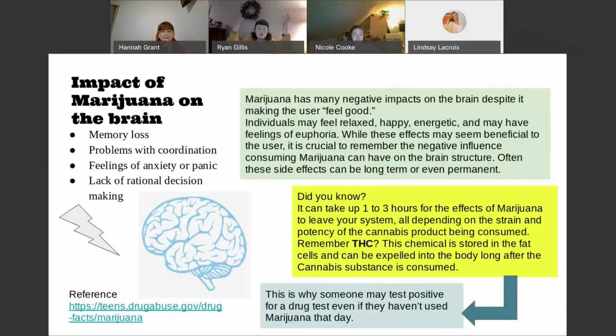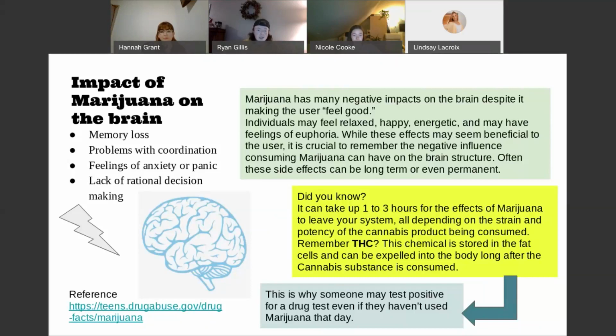So, marijuana can have a lot of impacts on the brain. Some of those include memory loss, problems with coordination, feelings of anxiety or panic, and lack of rational decision making. Marijuana has many negative impacts on the brain despite it making the user feel good. Individuals may feel relaxed, happy, energetic, and may have feelings of euphoria. While these effects may seem beneficial to the user, it's crucial to remember the negative influence consuming marijuana can have on the brain structure. Often, these side effects can be long-term or even permanent.